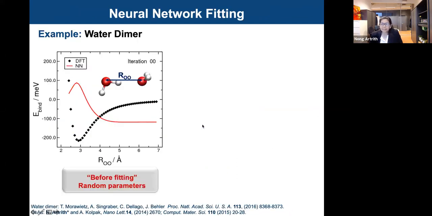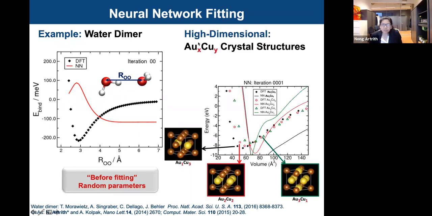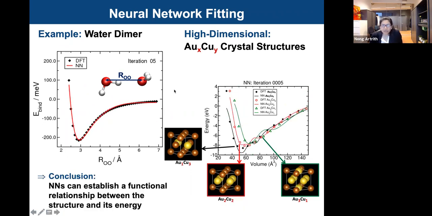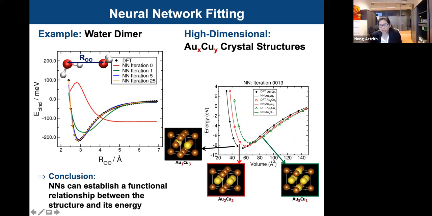So this is an example of the neural network fitting, which is really very simple. The first example, this is water dimer. And the second example, this is complex copper gold alloys. The black diamond shape is the reference data, and the solid line, as you can see here, also on the right-hand side, shows neural network fittings. So after a few iterations of training, our neural potentials can really represent reference data accurately, like you can see here. So this means neural network can really establish a functional relationship between the structures and its energies.